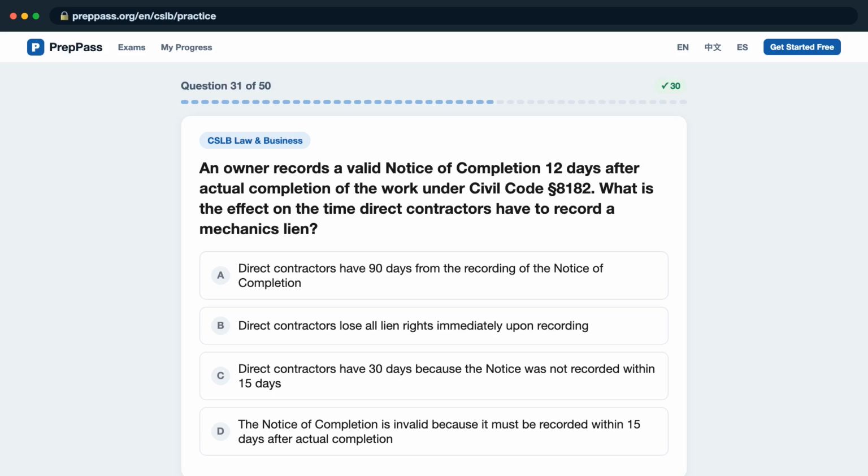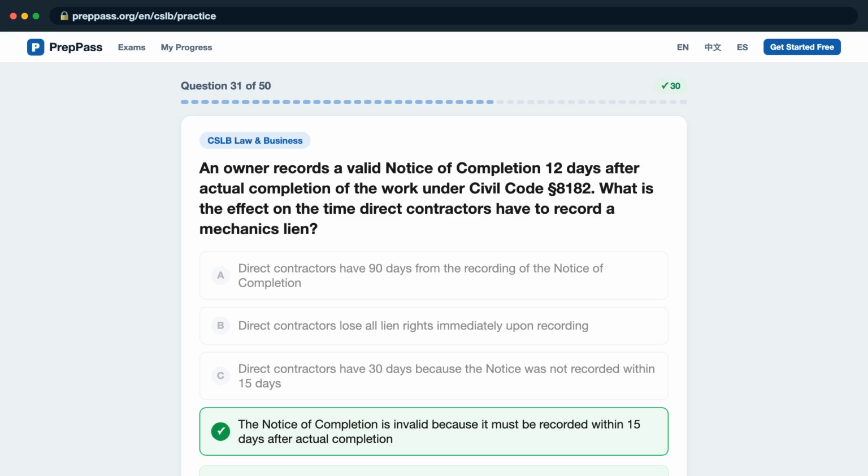Question 31. An owner records a valid notice of completion 12 days after actual completion of the work under Civil Code Section 8182. What is the effect on the time direct contractors have to record a mechanic's lien? Is it A, direct contractors have 90 days from the recording of the notice of completion? B, direct contractors lose all lien rights immediately upon recording? C, direct contractors have 30 days because the notice was not recorded within 15 days? D, the notice of completion is invalid because it must be recorded within 15 days after actual completion? The correct answer is D.